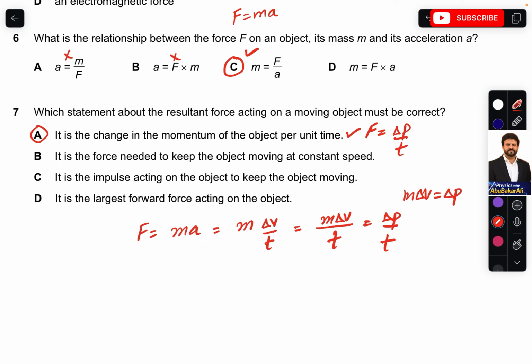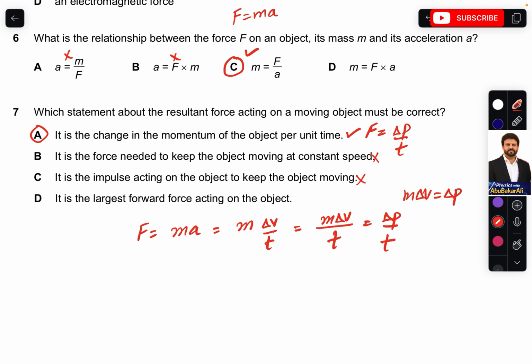Why is B not correct? It is the force needed to keep the object moving at a constant speed. It's not mandatory, so the resultant force can be 0 as well. C, it is the impulse acting on the object, this is also wrong. And D, it is the largest force acting on the object.